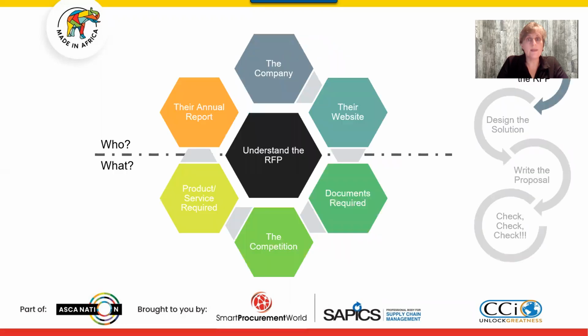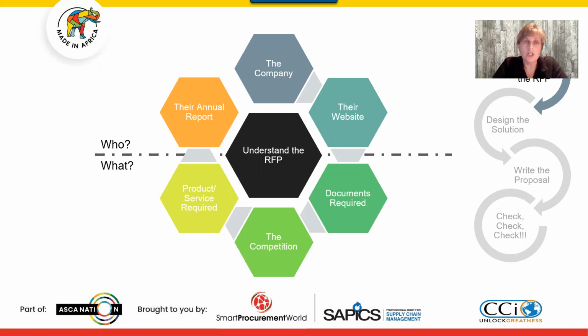So, as we understand the proposal, you'll see I've divided the screen into 2 parts. At the top here, we've got the information about who is requesting the proposal. And at the bottom, we've got the information about what they are requesting. So before we start, we really need to understand the who, or the company who has requested this proposal. Who are the people wanting us to submit the proposal?